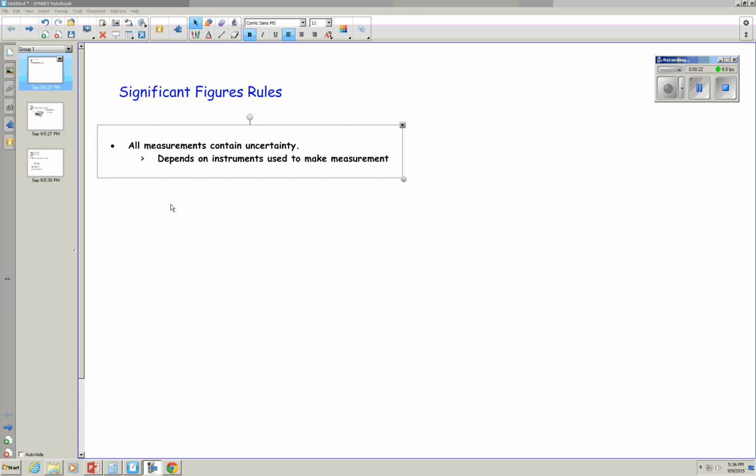So first things first, this is refresher from last time. Any measurement you make ever, whether it's measuring out milk into a cup or measuring the mass of something on a scale, measuring the volume of something, is filled with uncertainty simply because the measuring devices we use are not capable of reflecting huge or exact numbers. And it certainly depends on what instrument you're actually using in this process.